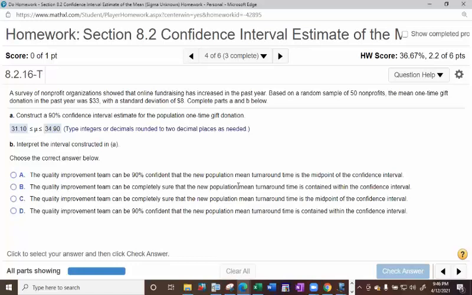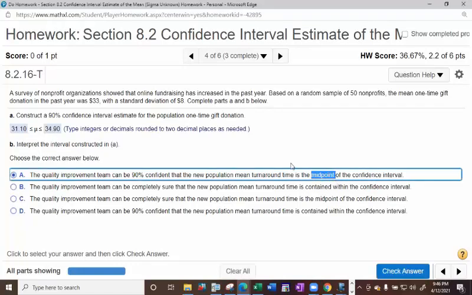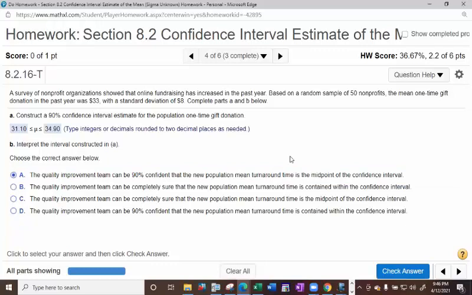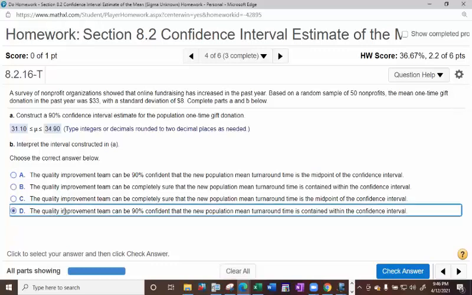Let's see. Quality improvement team coming. I'm looking at D. Yeah, A is kind of tricky. It almost looks right, but remember that the sample mean is the midpoint of the interval. By some fluke, the sample mean could equal the population mean, but it just means contained within the interval. 90% chance it fits in there somewhere.